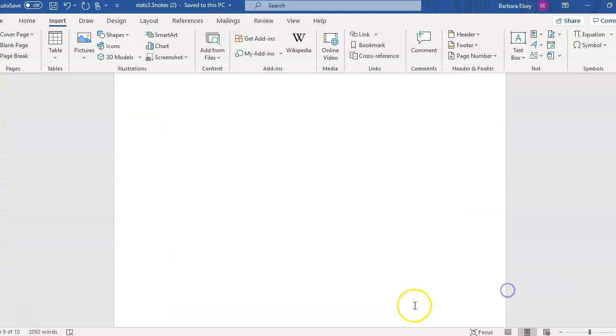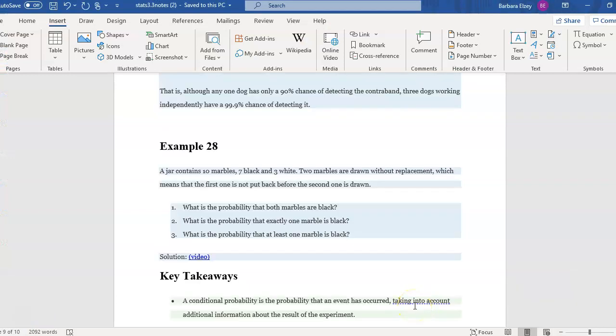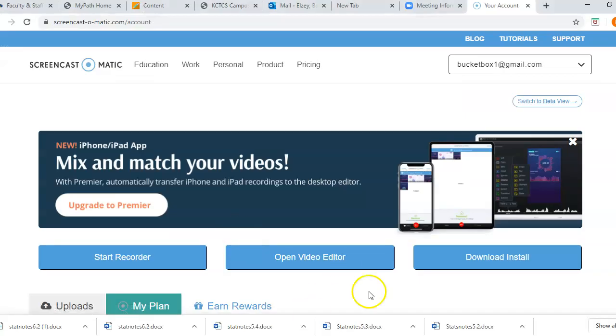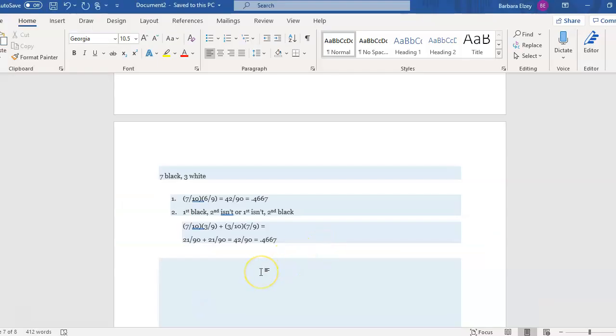So in our third one, we want to know what's the probability that at least 1 marble is black. At least 1 marble is black. Well, let's think about this a minute. At least 1 black means we could have the first one black and the second one isn't. That's at least 1 black. Or we could have the first one isn't black, but the second one is black. That's at least 1 black. Or we could have both are black. So there's 3 scenarios.